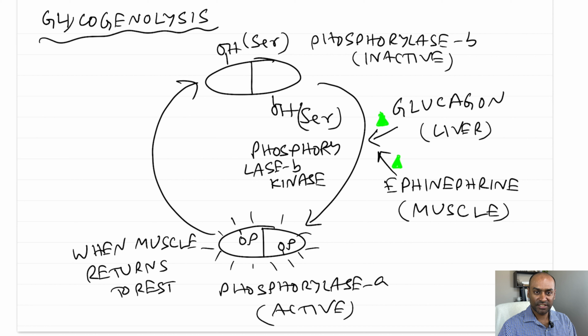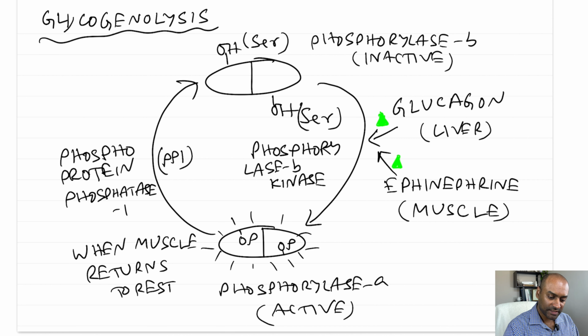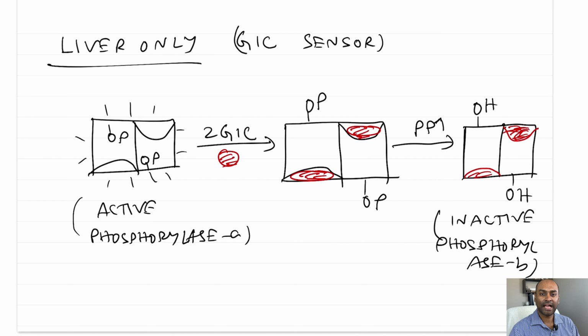Okay, so once glycogen is broken down and the muscle returns to rest, there will be a conformational change again in the enzyme, and it will expose the phosphate groups to the outside so that the phosphatase, in this case a phosphoprotein phosphatase, can act. The phosphatases, as we know, hydrolyze the phosphate bonds. So the phosphatase will hydrolyze these Pi groups and convert glycogen phosphorylase a to the inactive form, which is the b form. So now we will see what happens in the liver.